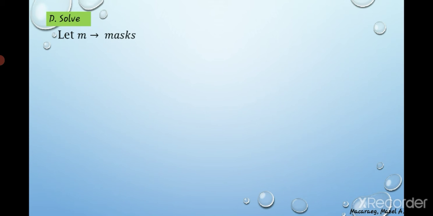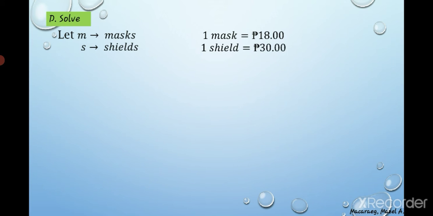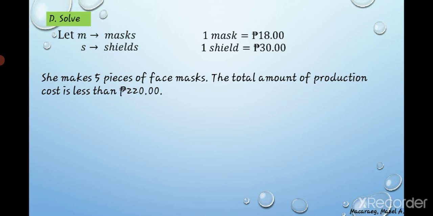We let M stand for the symbol of mask. S stands for shields. One mask is 18 pesos. One shield is 30 pesos. She makes 5 pieces of face mask. The total amount of production cost is less than 220 pesos.